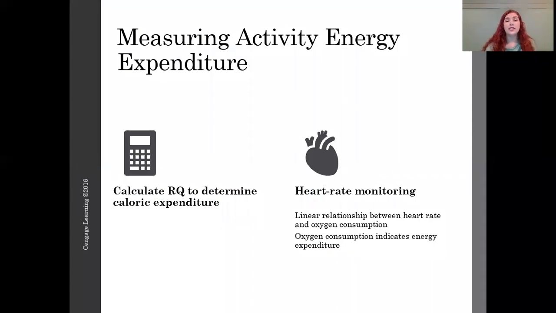In order to measure activity energy expenditure, we have two main methods that we can use. We can calculate the respiratory quotient to get an estimate of caloric expenditure. We can also look at heart rate monitoring, which is a more reliable method because it actually shows the amount of oxygen being consumed relative to an individual's expenditure of energy.